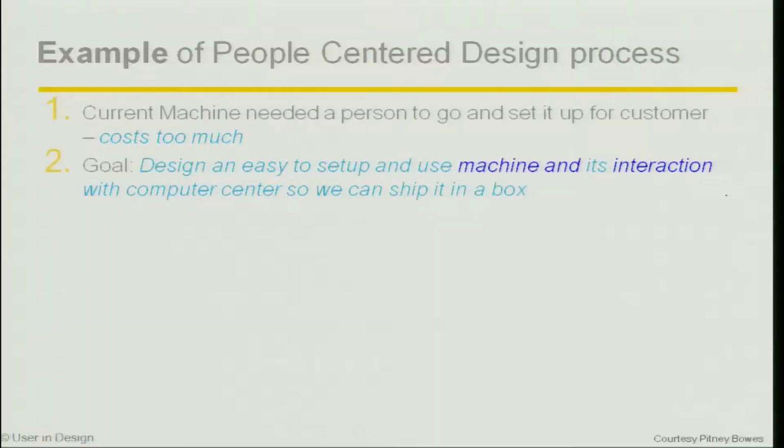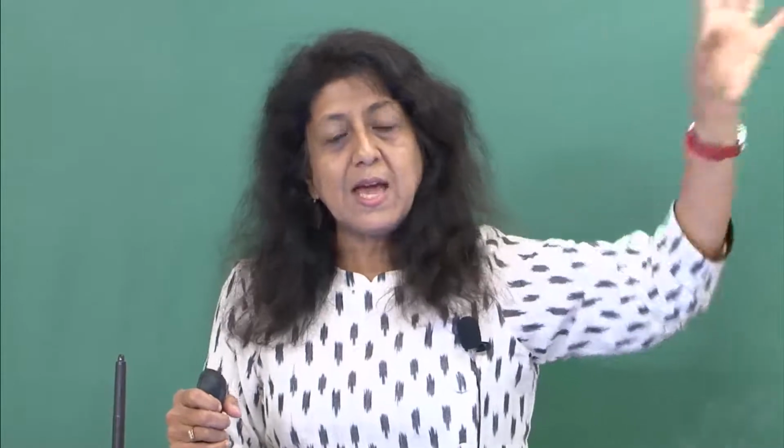So what was the goal? What was the design goal? Design an easy to set up and use machine and its interaction with the computer center. So this needed not just for the user to be able to set up the machine in their home office or in their office, but it also needed for them to call a computer center remotely and then be able to put money into the machine. Okay, so this is something that a lot of people may not be comfortable with, but we needed to make it a self-install. That is the design goal, right? So we can ship it in a box and send it to the customer, and we can save all this money. How do we design something to be so easy to use?